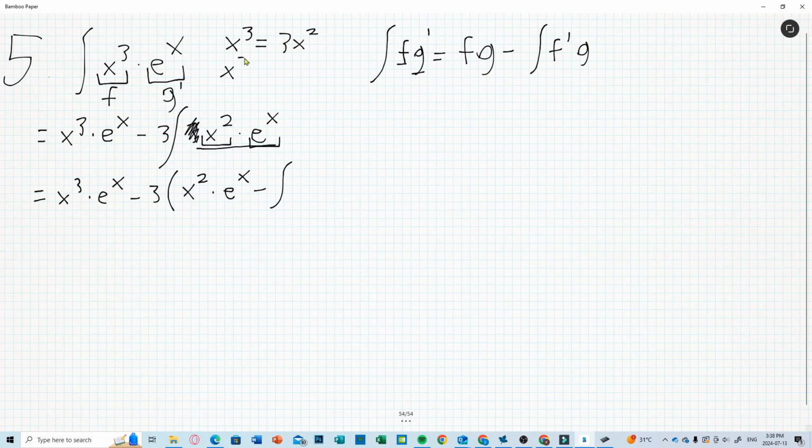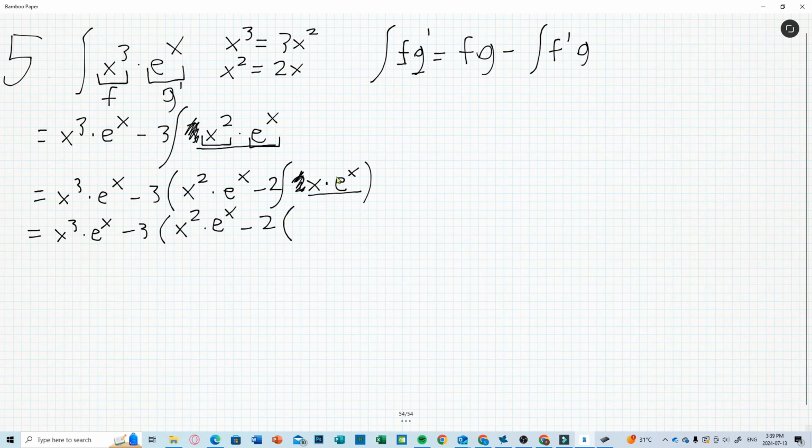Well, we know that the derivative of x squared is going to be 2x. So we're going to do the integral of 2x multiplied by e to the x. Now we can take the 2 out of the integral again, and we realize we have the same problem one last time. So we need to make it x cubed multiplied by e to the x minus 3, big bracket, x squared multiplied by e to the x minus 2. And now we need to do integration by parts one more time.